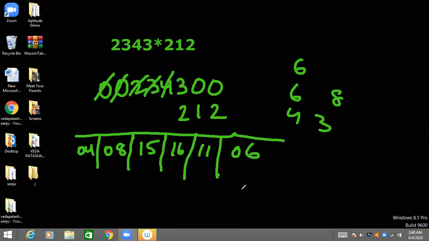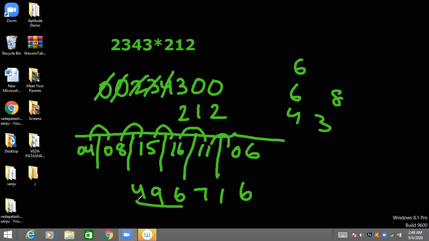Now apply the carry rule. 6, 0 plus 1 is 1, 1 plus 6 is 7, 1 plus 5 is 6, 1 plus 8 is 9, 0 plus 4 is 4. So this is the answer. Understood? Just wait.